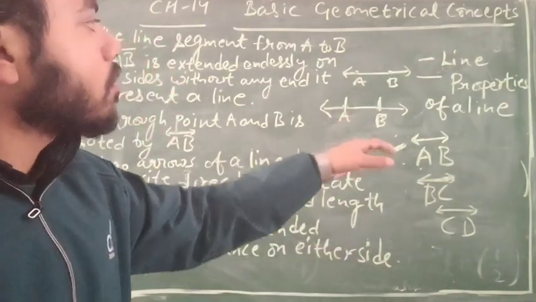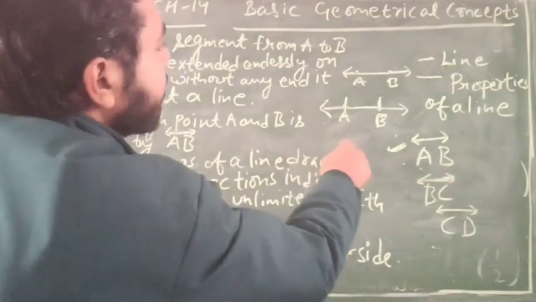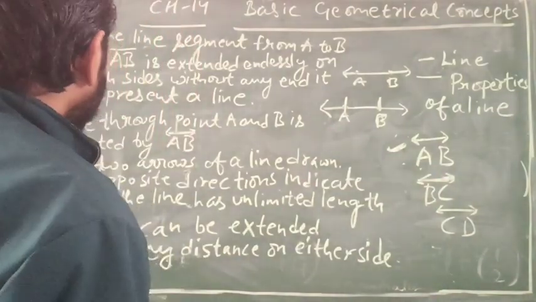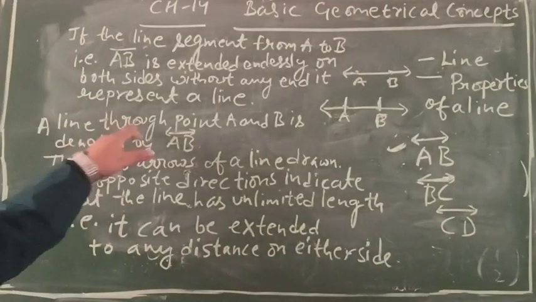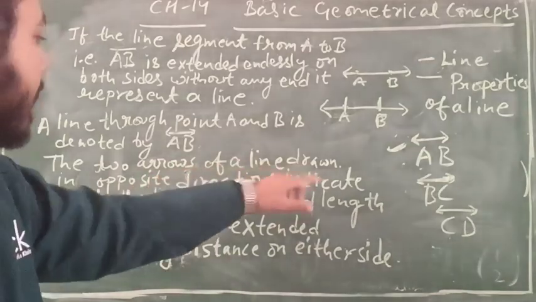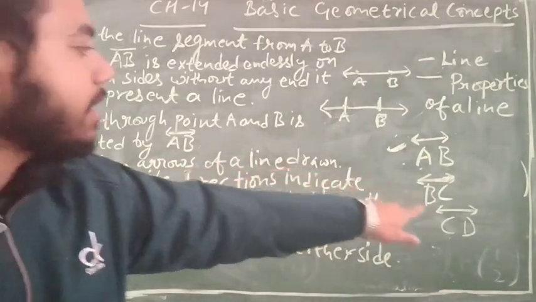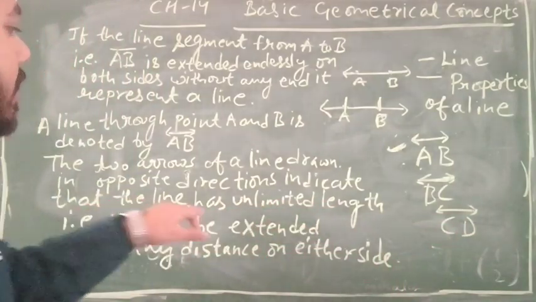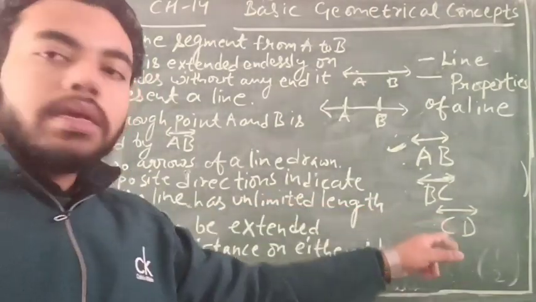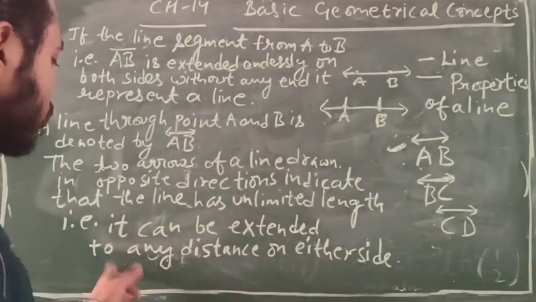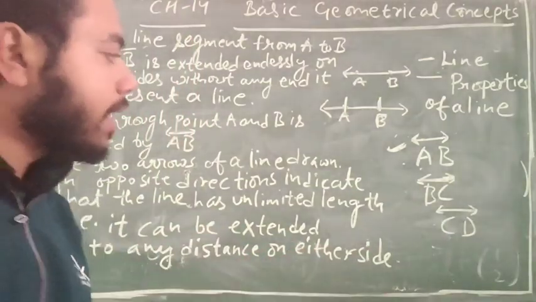A line segment, however, has a definite length. A line through points A and B is denoted by AB. The two arrows of a line drawn in opposite directions indicate that the line has unlimited length. It can be extended to any distance on either side.